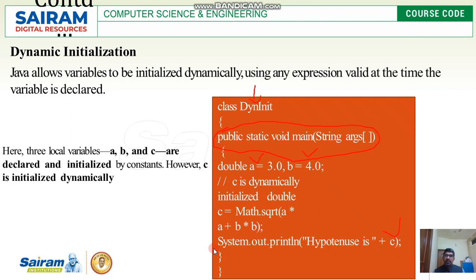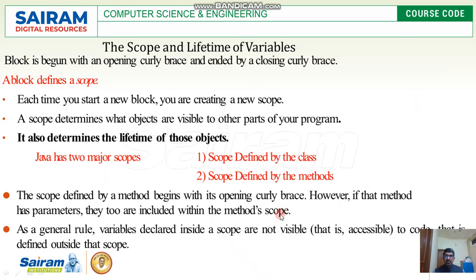Where A and B are declared and initialized by the constant. So remember, there is a change. The variables A and B are initialized by a constant, whereas C is initialized dynamically. So next, let us see the very important topic, which is known as scope and lifetime of a variable.